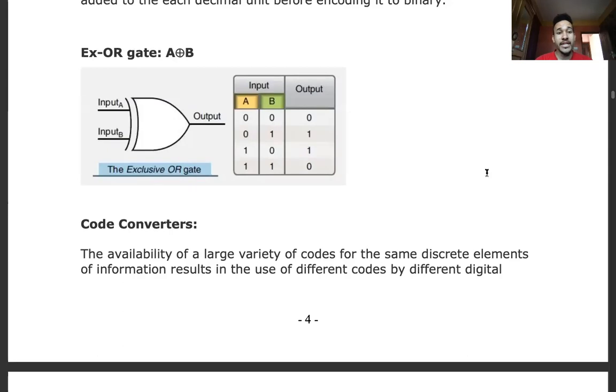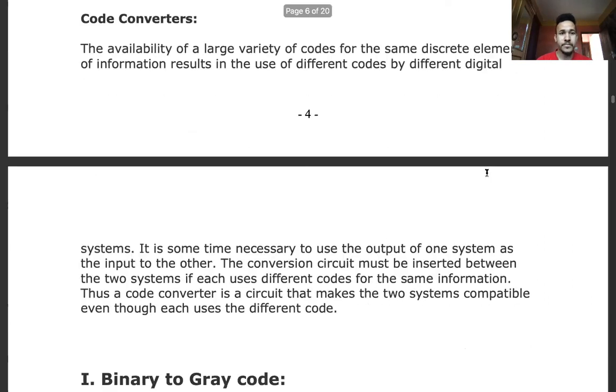Here, the most important gate that we need is the XOR gate, denoted by the symbol A direct sum B, whose output is low when both inputs are the same. Now, we start with the code converters. As we all know, the code converter is a circuit that makes two systems compatible even though each uses a different code.